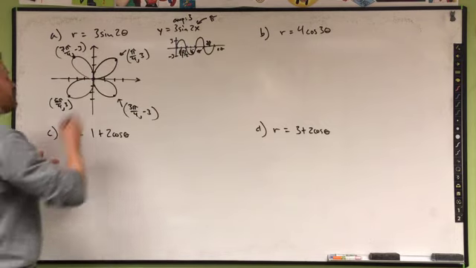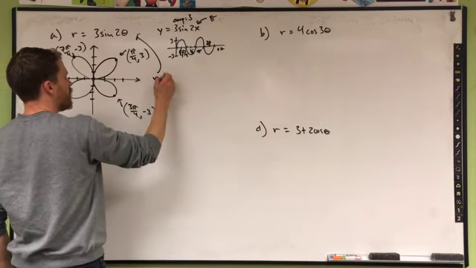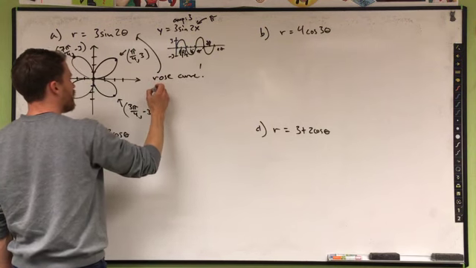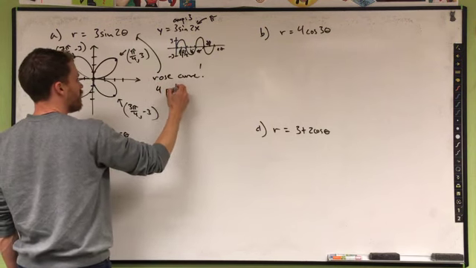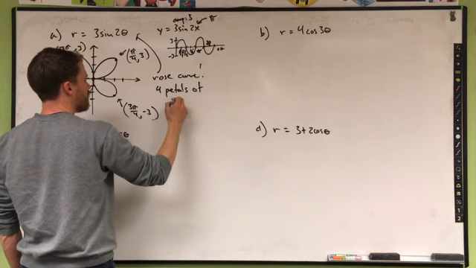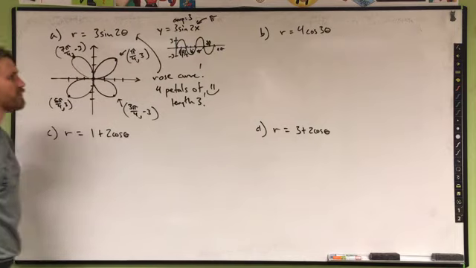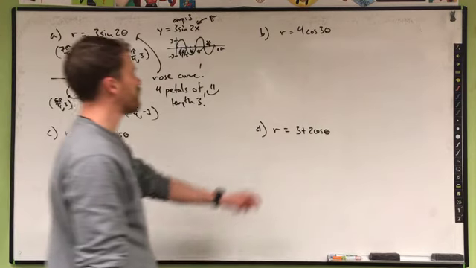So this is a rose curve, yay! And it has 4 petals of length 3. Fun. All right, so let's think about 4 cosine of 3 theta.